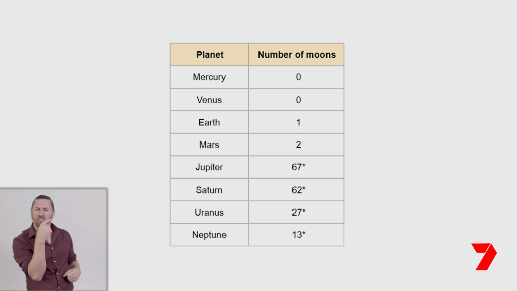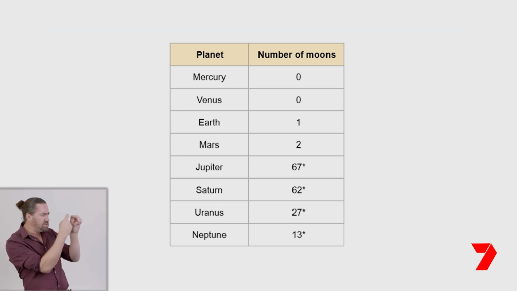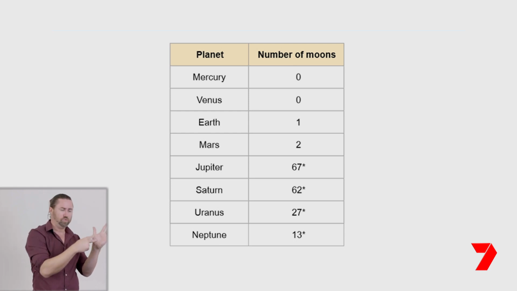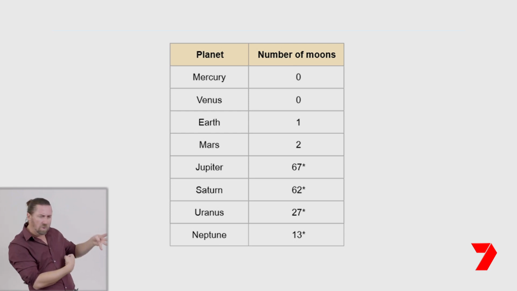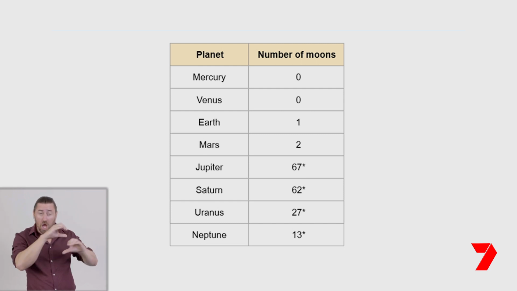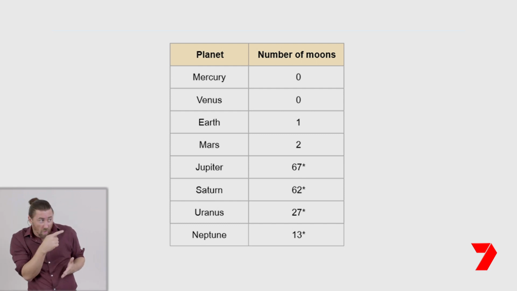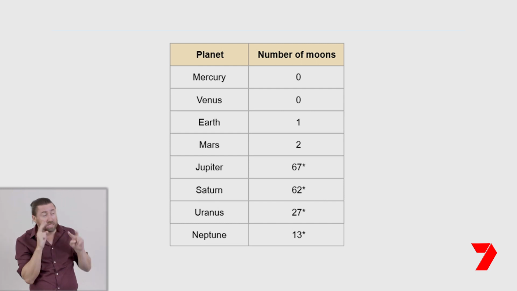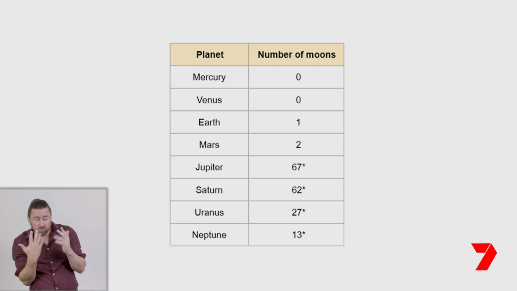Notice the asterisk next to the number for the moons listed for Jupiter, Saturn, Uranus and Neptune. It's that little star next to the number. The asterisk means that scientists are not sure exactly how many moons these planets have. The numbers they have are based on predictions from our current information and from our current technology.